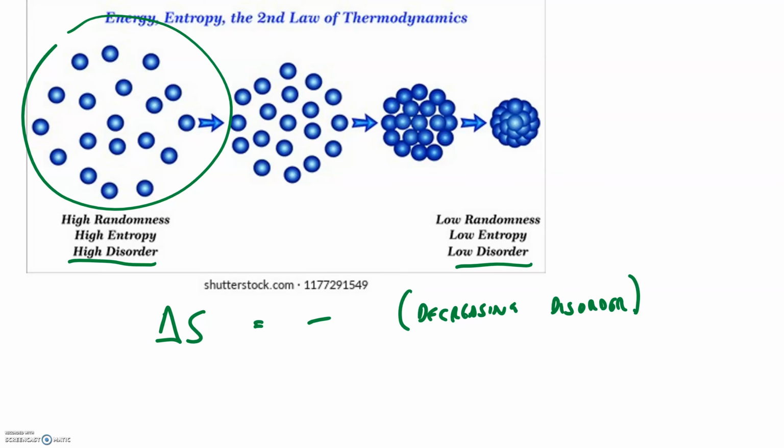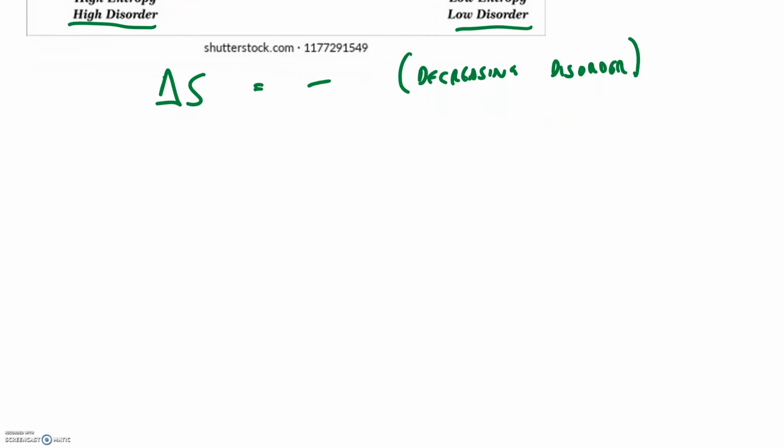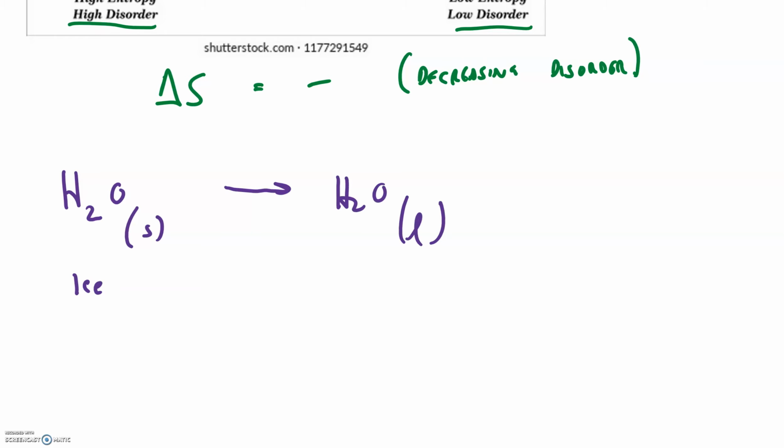So what would be some good examples of a reaction that is increasing disorder? Here's a good one. Here's our old buddy water, but it's in its frozen state, obviously what we call ice. If we let it melt and become a liquid, and it runs all over the place, we would say that this has a positive delta S.